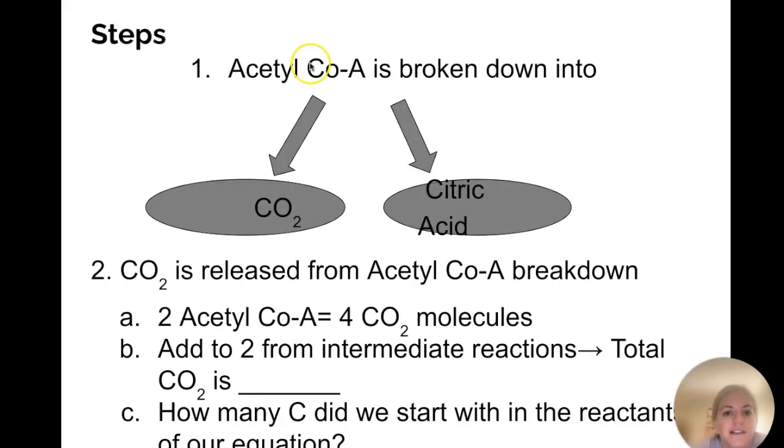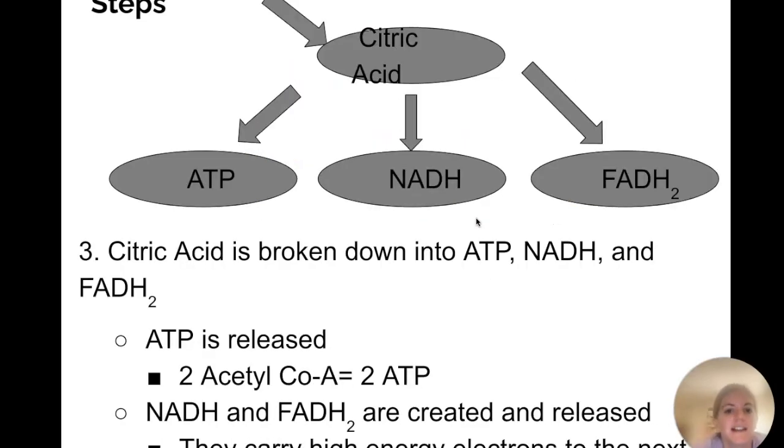So overall, acetyl-CoA gets broken down into carbon dioxide and citric acid, and then that citric acid gets further broken down into ATP, NADH, and FADH2. The most important in this stage are the NADH and FADH2 because they're going to be used to carry electrons to the next stage.